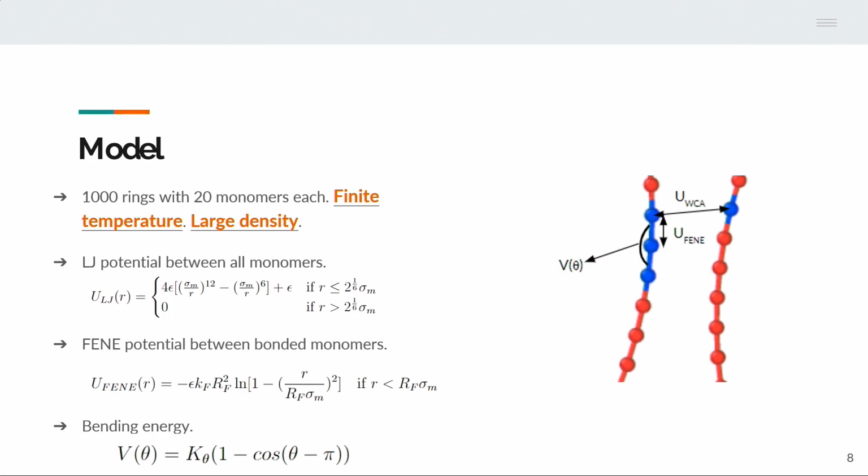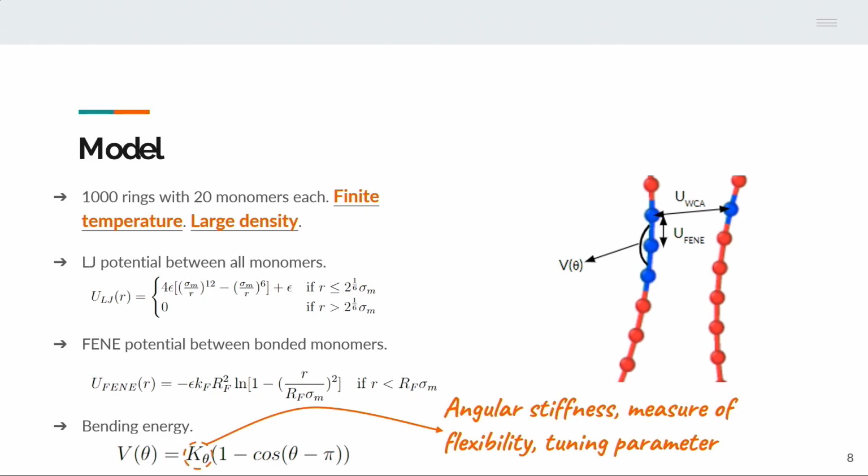And we had an LJ potential between all monomers and a FENE potential between bonded monomers. And there is a bending energy where this k theta, we call it the angular stiffness, and this is a measure of the flexibility of the rings. And in our work, this is the tuning parameter.